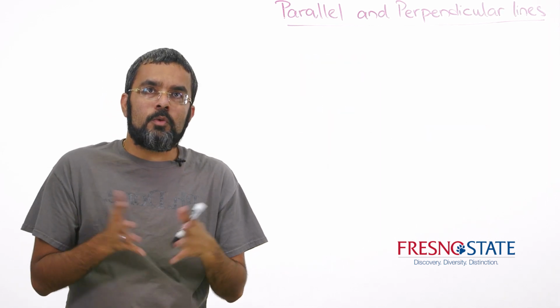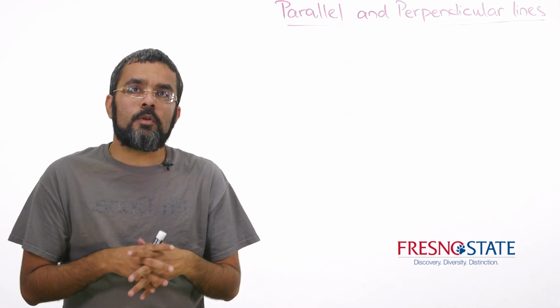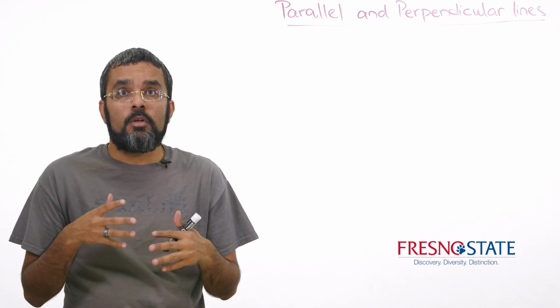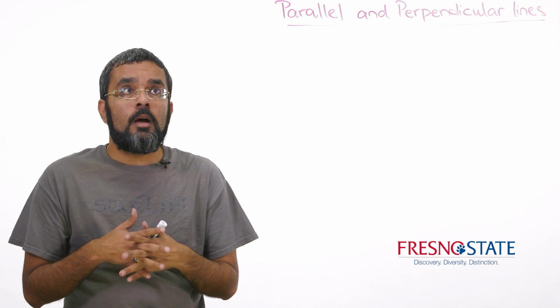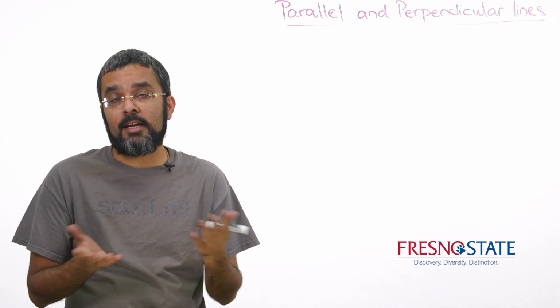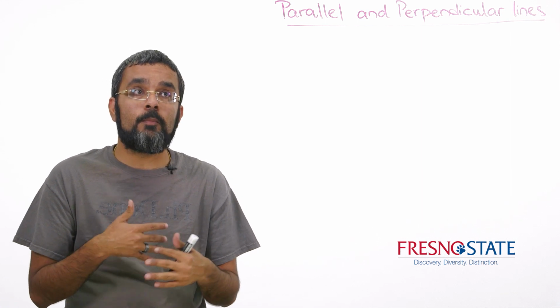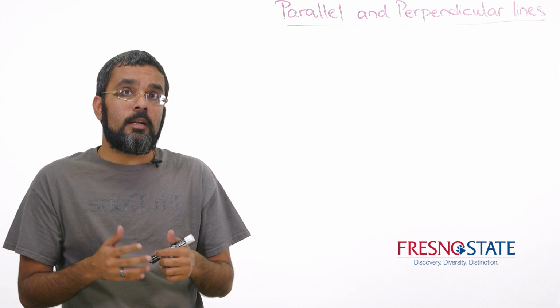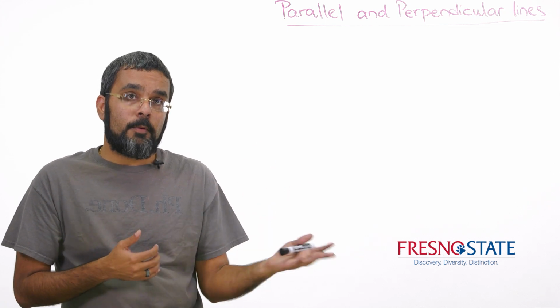Okay, so if I give you two lines, how do we know if those lines are parallel or perpendicular or neither? Well, if they don't touch each other, then obviously they're parallel. Otherwise they intersect. And if they intersect, how do we know whether they intersect at 90 degrees or not? So we have a relationship between lines that are parallel and lines that are perpendicular.